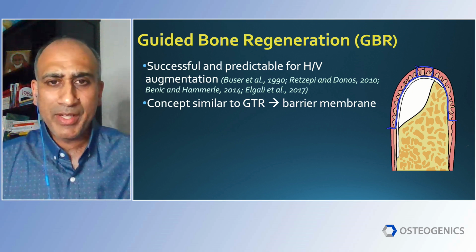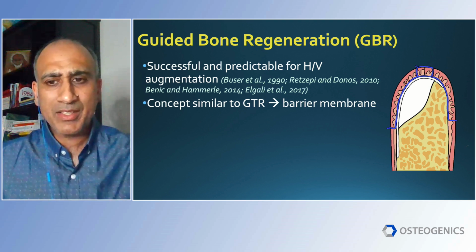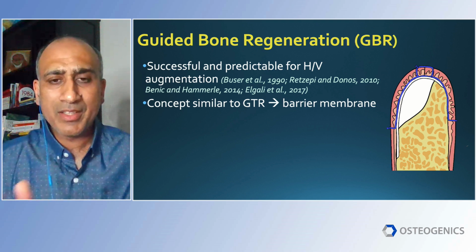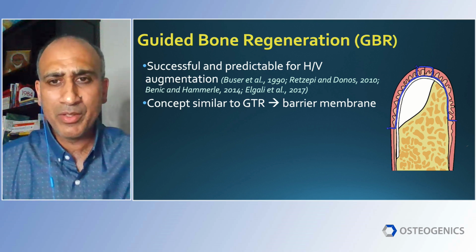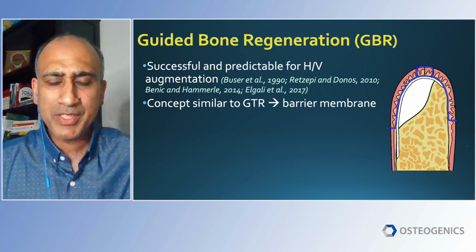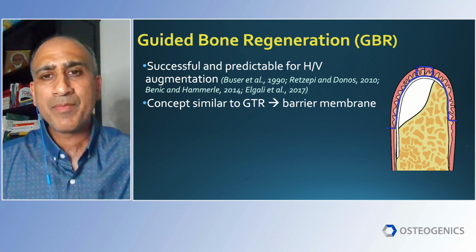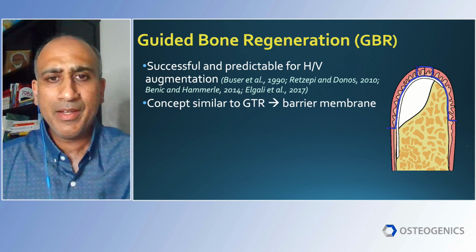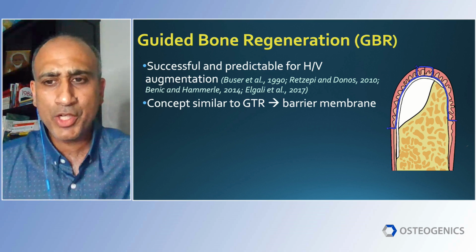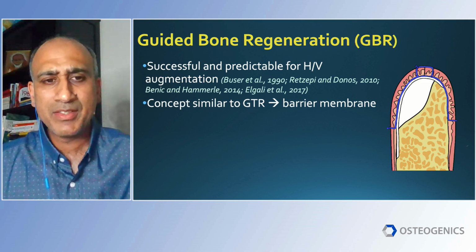The barrier membrane essentially protects the regenerating wound from coming into contact with the epithelial and connective tissue cells from the overlying flap. Because if these 2 cell types are able to enter the healing wound, then we get healing by repair. We get healing by long junctional epithelium, and it compromises the amount of bone quality and quantity that we have available for implant placement.